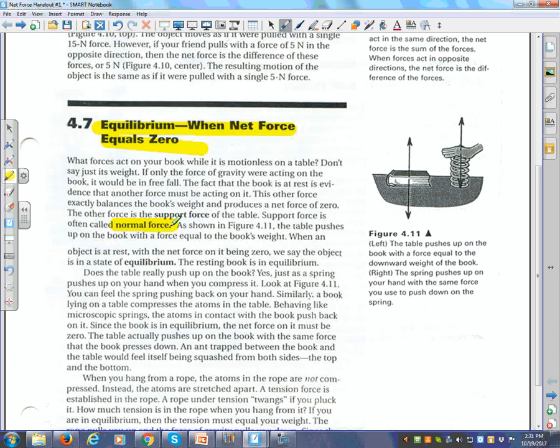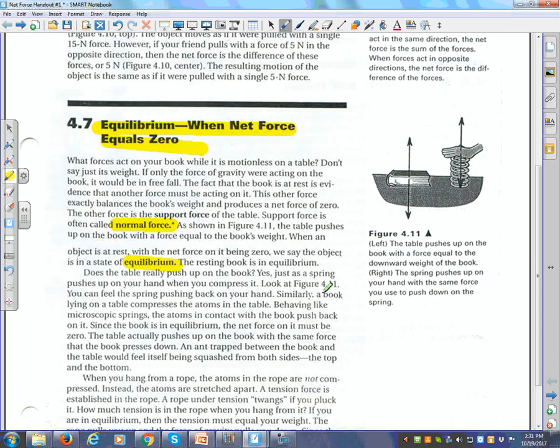When an object is at rest, with the net force on it being 0, we say the object is in a state of equilibrium. You are all in a state of equilibrium right now, right? Does the table really push up on the book? Yes, just as the spring pushes up in your hand when you compress it. You can feel the spring pushing back on your hand. Similarly, a book lying on a table compresses the atoms in the table. Behaving like microscopic springs, the atoms in contact with the book push back on it.